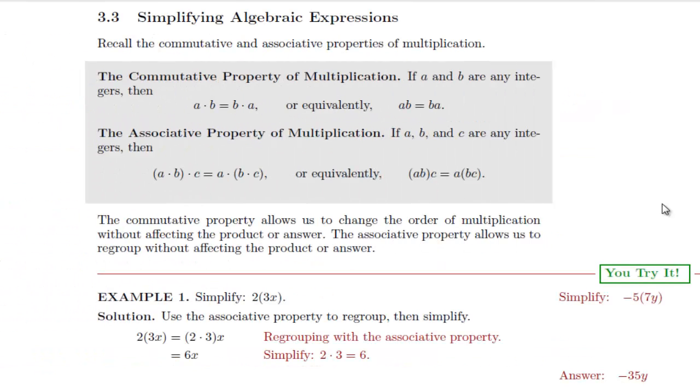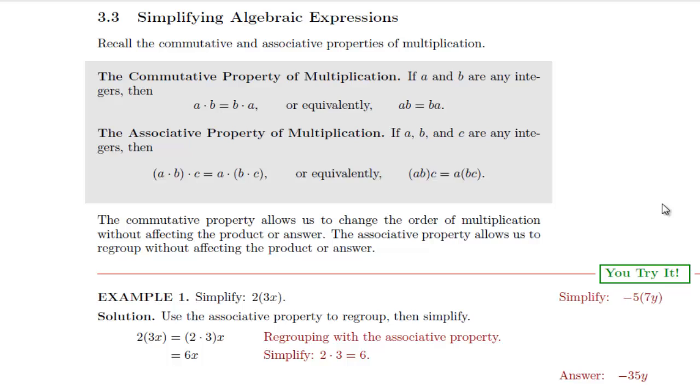Recall the commutative and associative properties of multiplication. Commutative property of multiplication: if a and b are any integers, then the product of a and b equals the product of b and a. Or equivalently, a times b equals b times a. The associative property of multiplication: if a, b, and c are any integers, when we multiply a, b, and c together, whether we multiply a and b together in a group or b and c together in a group, the expressions are equal.